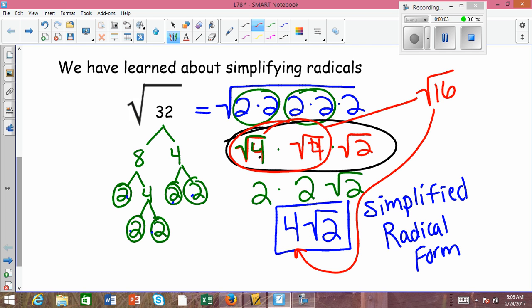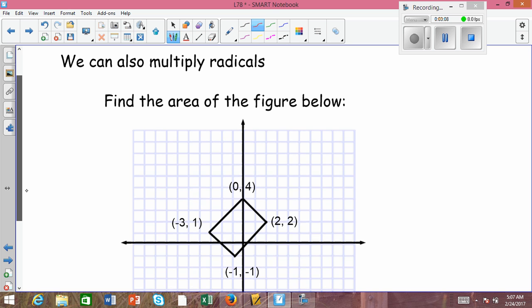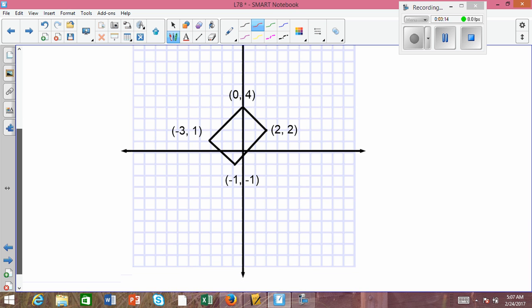So let's dig deeper. We can also multiply radicals, okay? So that's what I was just talking about there. We are going to find the area of the figure below. So in order to find the area of the figure below, what do you think your first steps might be? Well, if we want to find area of a rectangle, we would need to know side length. Okay, we need to know a length and a width.